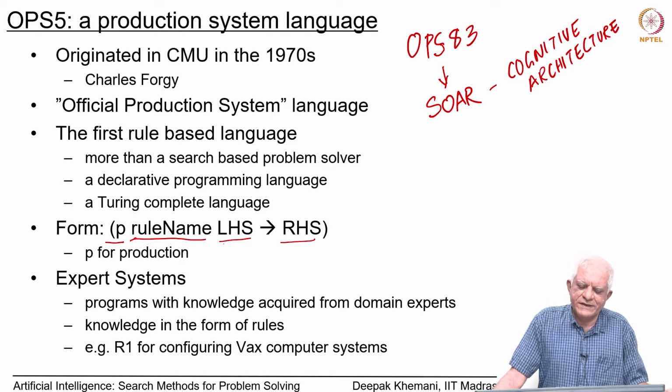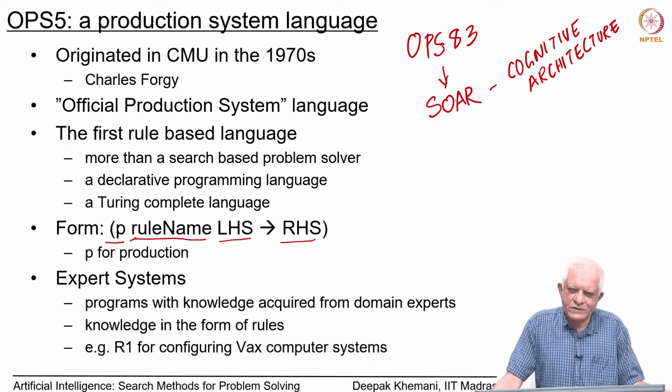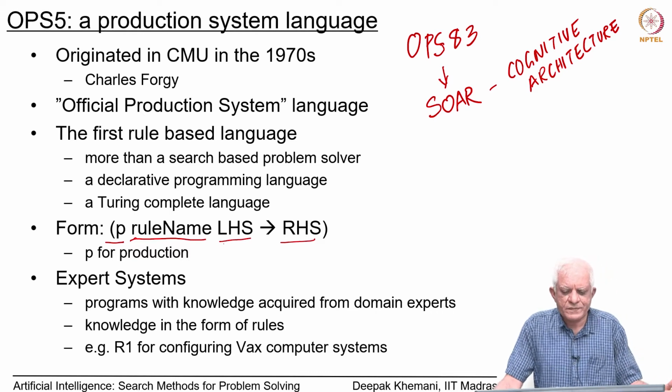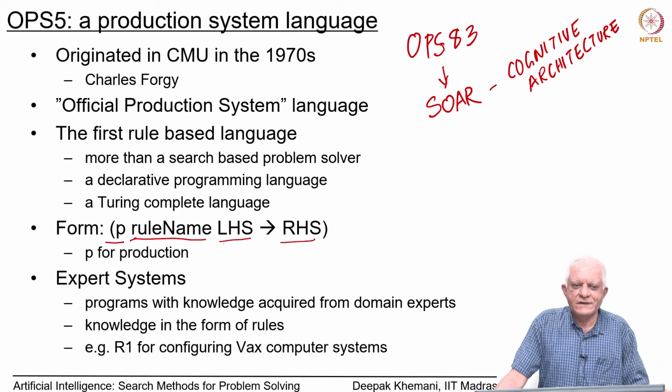As I said, these were designed to build expert systems, programs with knowledge acquired from domain experts, and the knowledge was acquired in the form of rules essentially. So, one of the successful systems that was built at that time was called R1, and it was used for configuring VAX computer systems. In those days, and we are talking about the 70s and the 80s, computer systems were huge systems, room full of hardware.